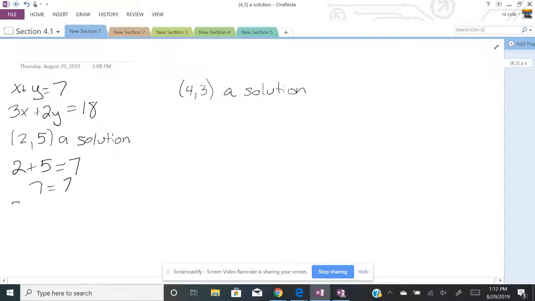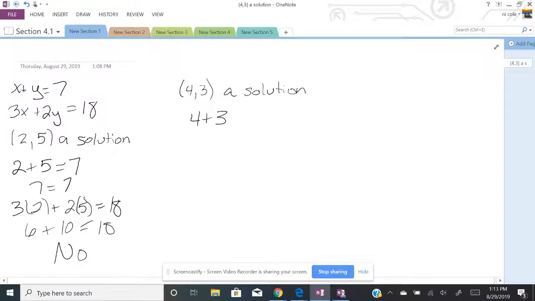So the second equation, you would have 3 times 2 plus 2 times 5, is that equal to 18? That gives me 6 plus 10, is that equal to 18? No. So therefore, that point is not a solution. How about the second point? Is it a solution? Well, let's try this.